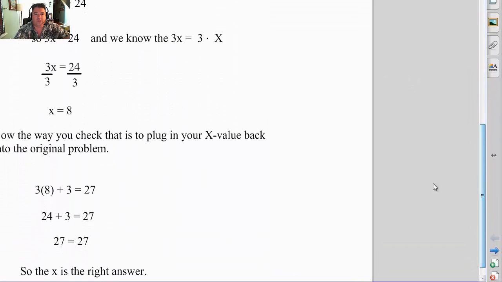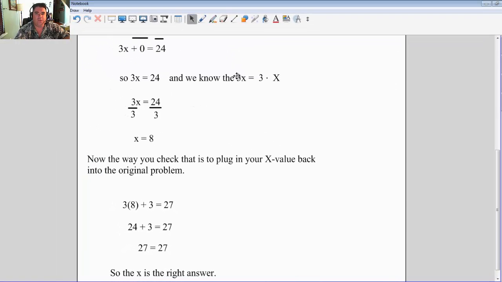From there, 3x equals 24, we know that 3x means 3 times x, or x times 3. So instead of times here, we're going to divide 3 to one side, divide 3 to the other. So these cancel, and this gives 24 divided by 3, which is x equals 8.